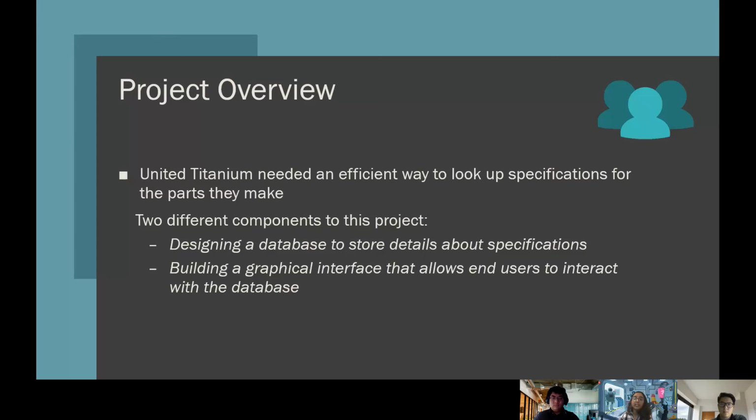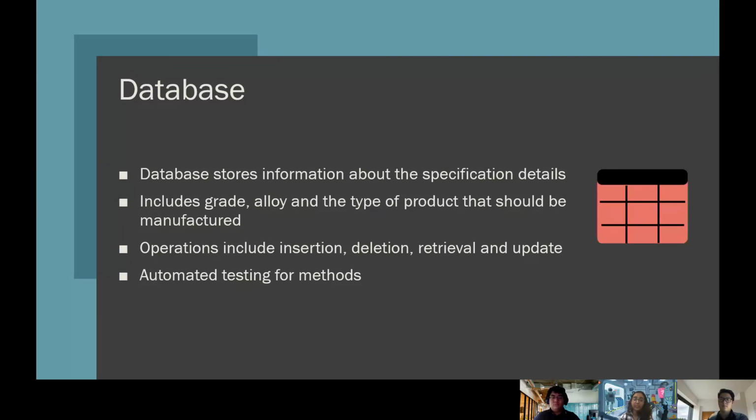So since United Titanium needed a way to store the data and provide access to the employees, there are two distinct components to this project. There's a database component and the graphical user interface component. So we designed a database using HyperSQL that will allow them to store their details about specifications. And we also created a graphical user interface that will allow end users at the company to interact with the database and gain access to information depending upon the role that they play in the company. We're going to be looking at the database component of the project in particular now.